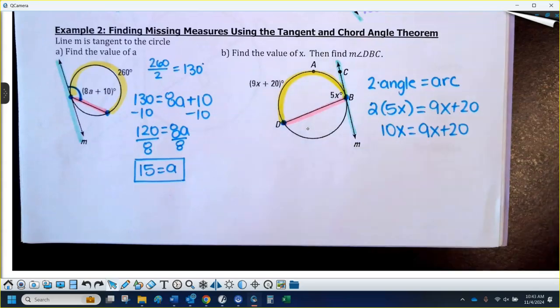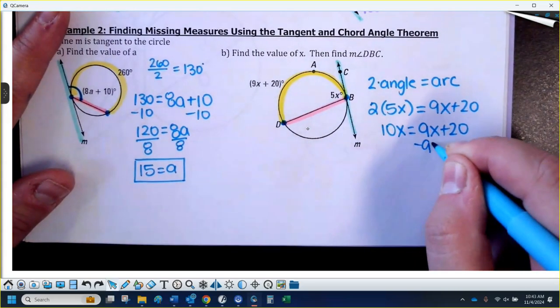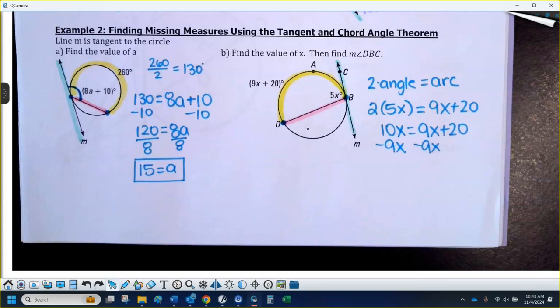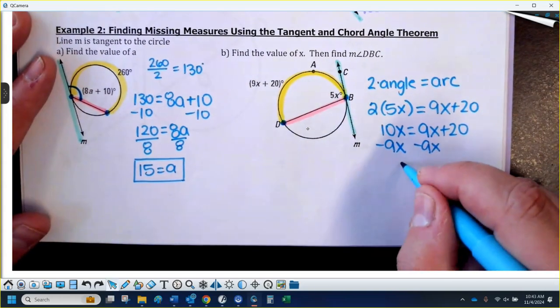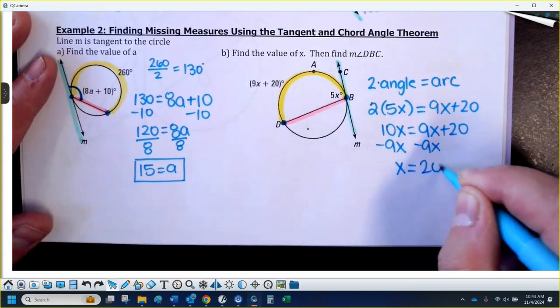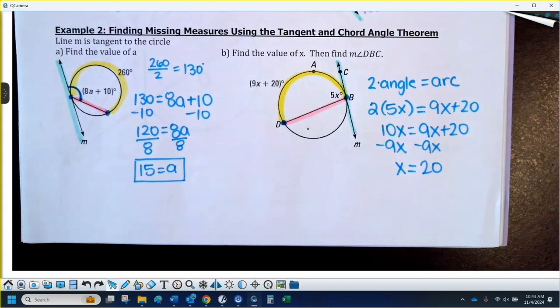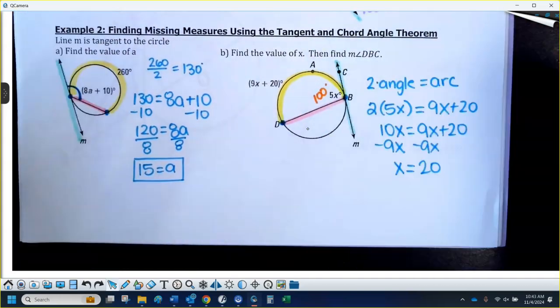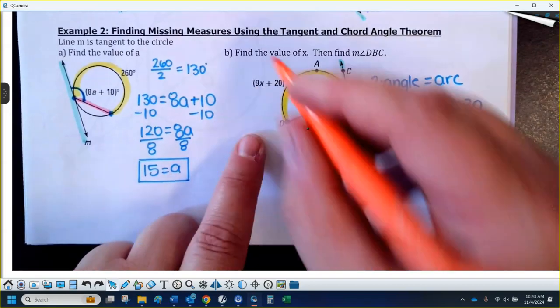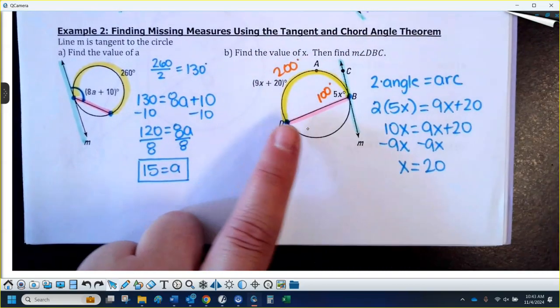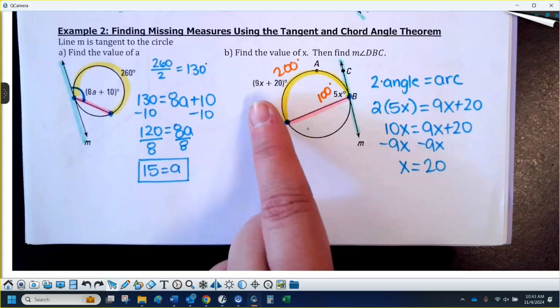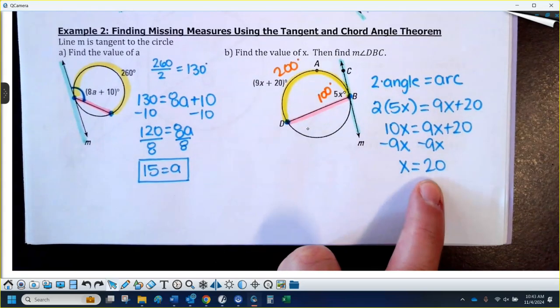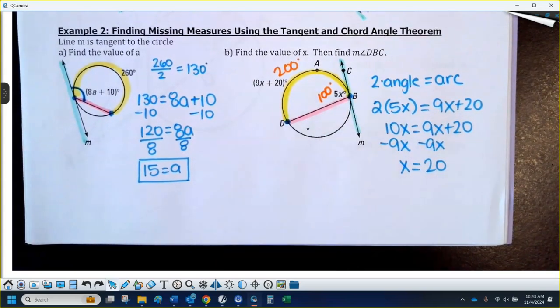This is super fast to solve. You're just going to subtract 9x. In this case, that's really nice because 10x minus 9x is just 1x. So x is 20. Now we can plug it right back in and figure out these angle measures. 5 times 20 is 100. The arc should automatically be 200, twice that. But if you wanted to check, 9 times 20 is 180 plus 20 gives me the 200. It should be that relationship.